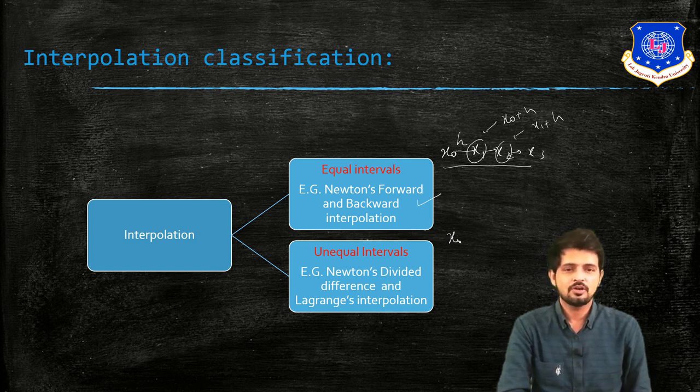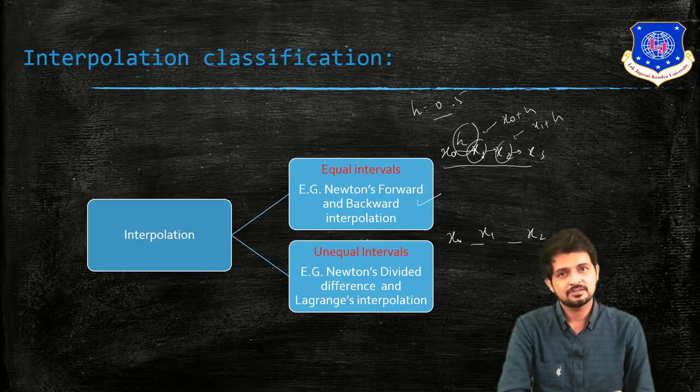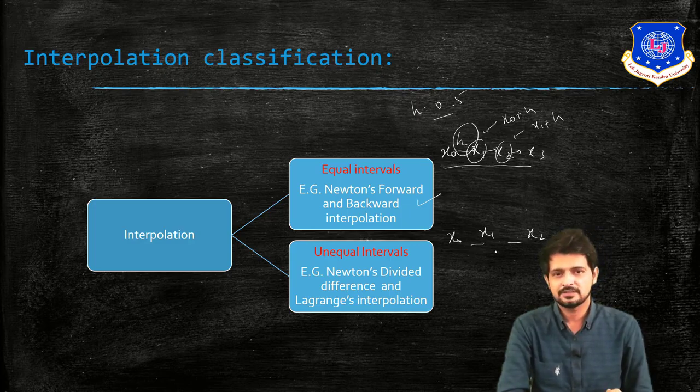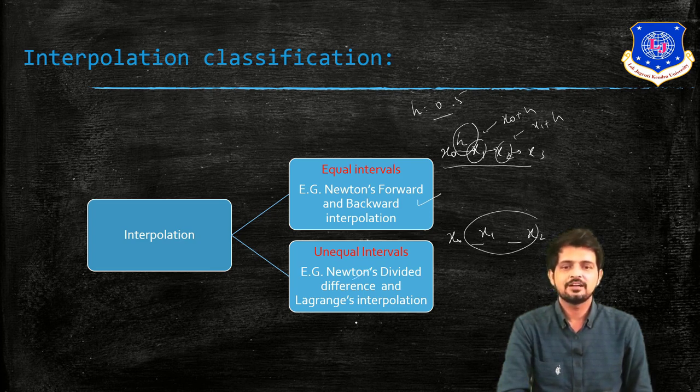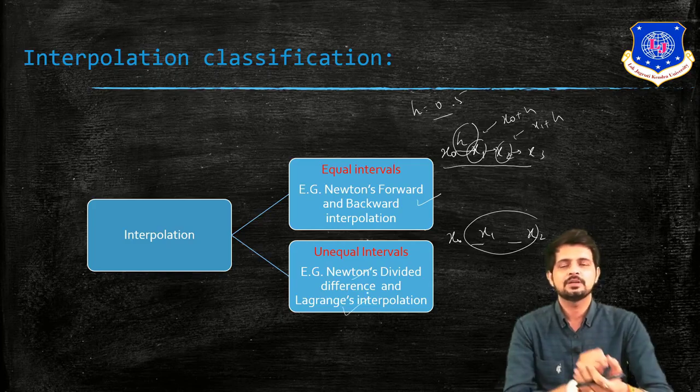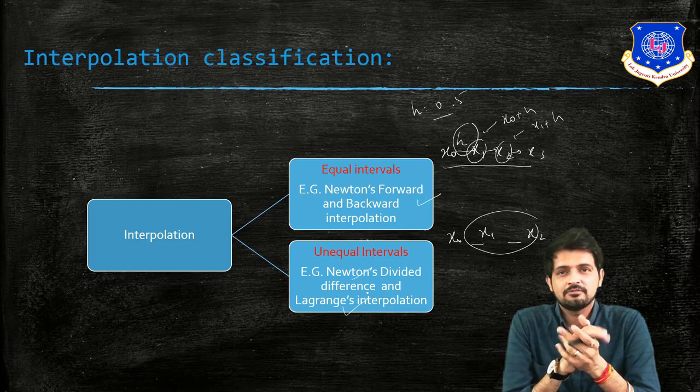Similarly, if the values of x are given such that the difference between the values of x is not fixed, okay, the difference is unequal. Here the value of h was fixed. For example, my h is equal to 0.5. Then between the values of x there will be a fixed difference of 0.5. That is known as equal intervals. While in unequal intervals, the difference between the values of x is not fixed. Okay. So there are two methods: Newton's divided difference and Lagrange's interpolation. These two methods are of interpolation with unequal intervals.